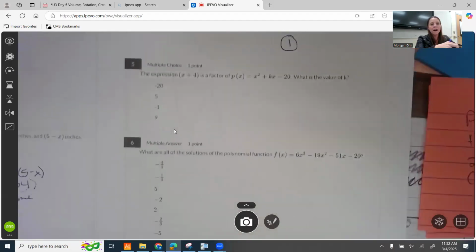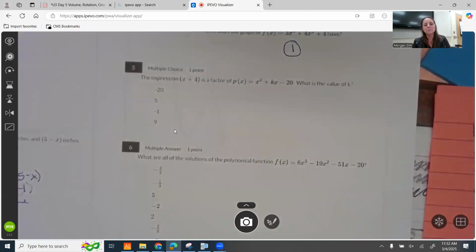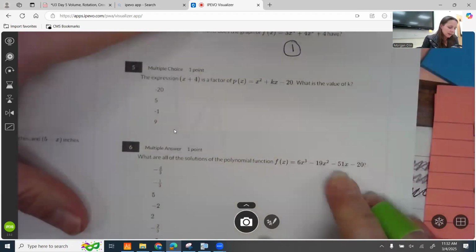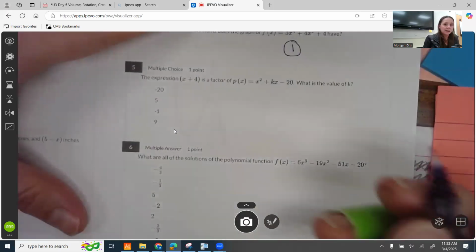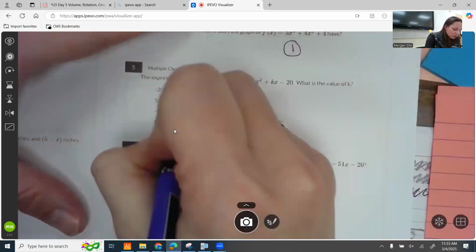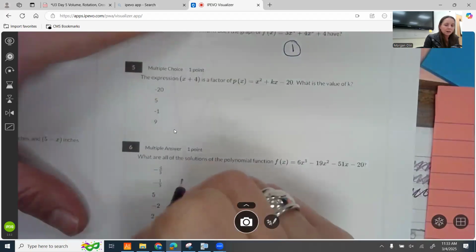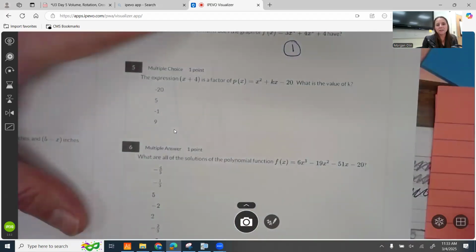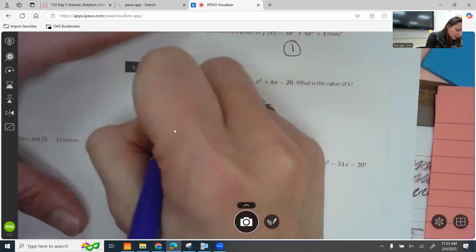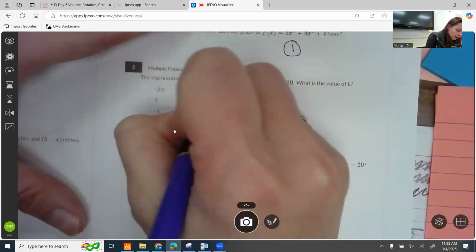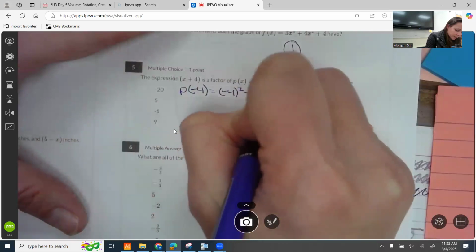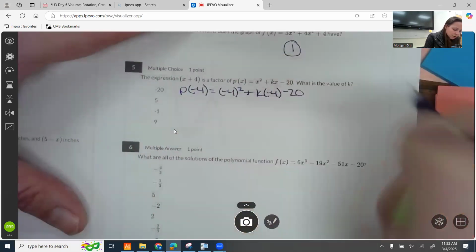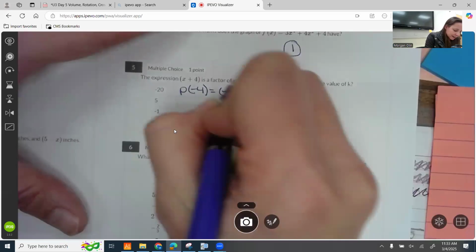All right, number 5, the expression x plus 4 is a factor of this polynomial. What is the value of k? Now, you can do a series of synthetic division, and I'll show you that in just a second, but we can also do something called synthetic substitution. Think about what you put in the box for synthetic division, negative 4. So if I do p of negative 4 and I plug in negative 4 for x, you can actually solve this.